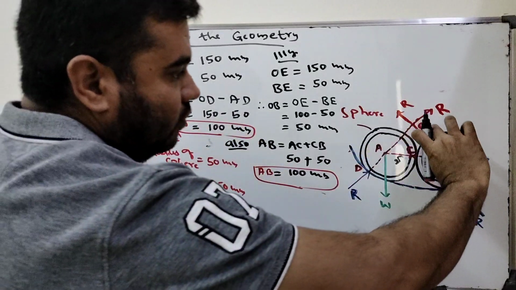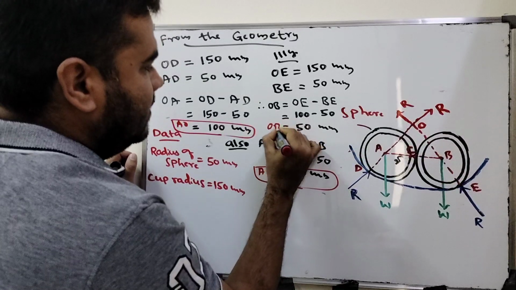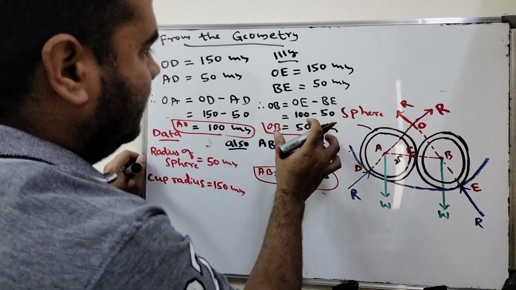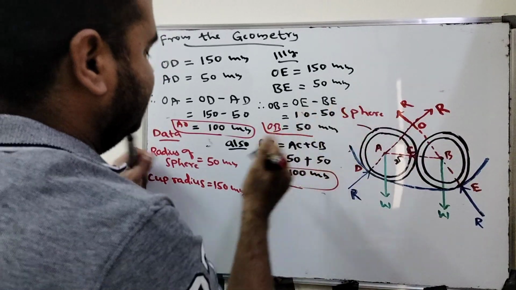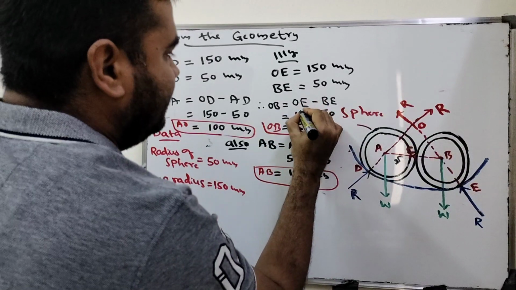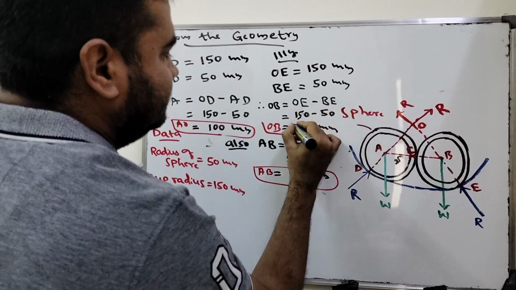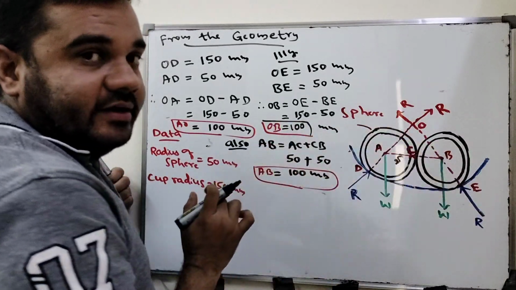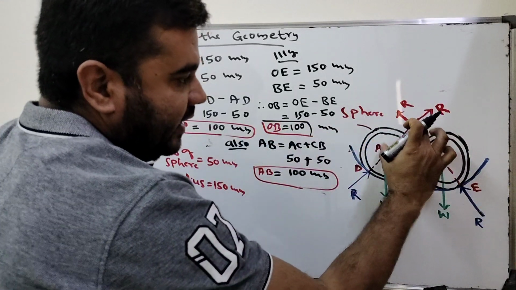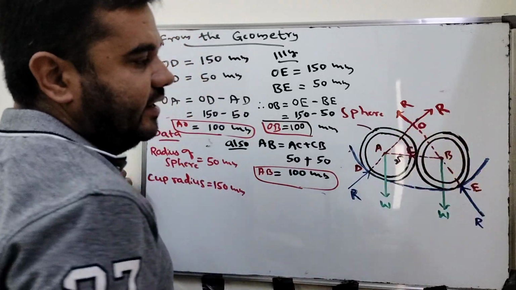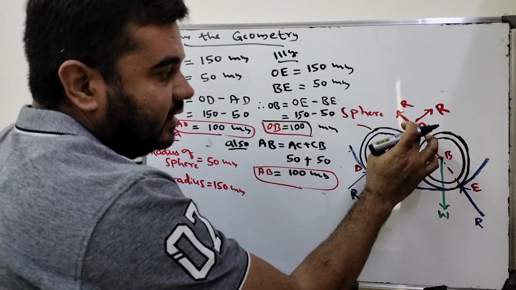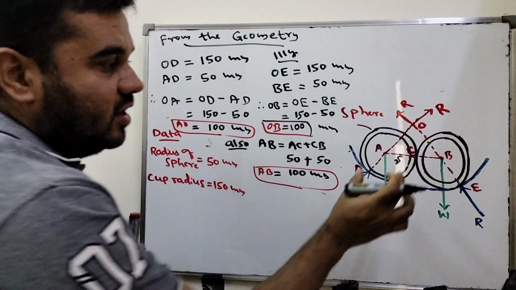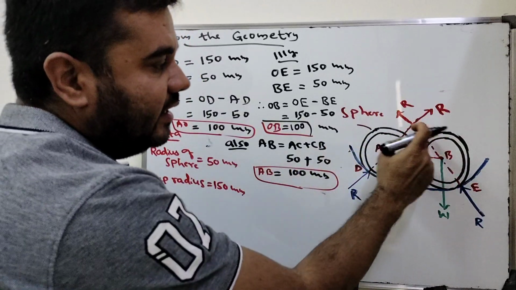Right? How about OB? This is OB, this is 150 minus 50, which is 100. Sorry for that. So OB is also 100. Now OA is 100, AB is 100 and BO is 100. Now can I call triangle OAB an equilateral triangle? Yeah, we can call it that, because all three sides are equal: 100 mm, 100 mm, 100 mm.